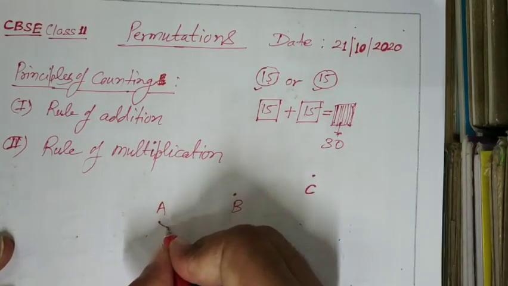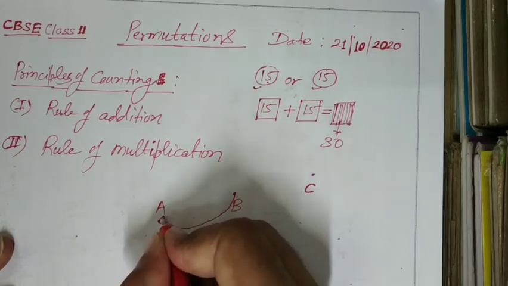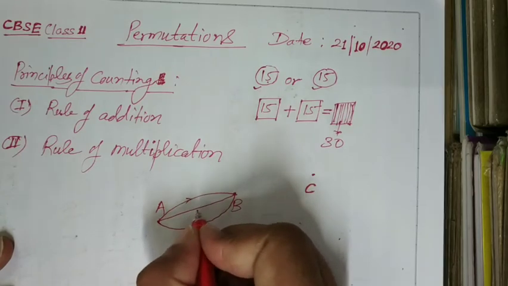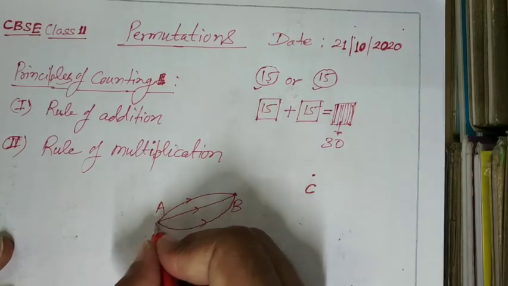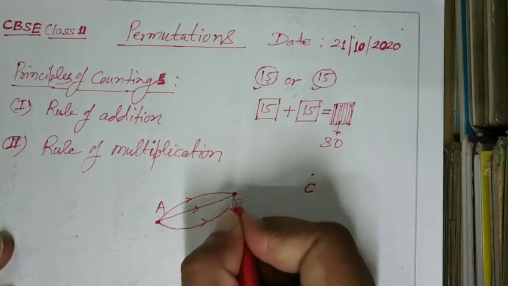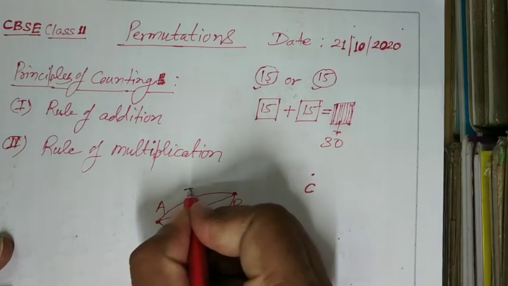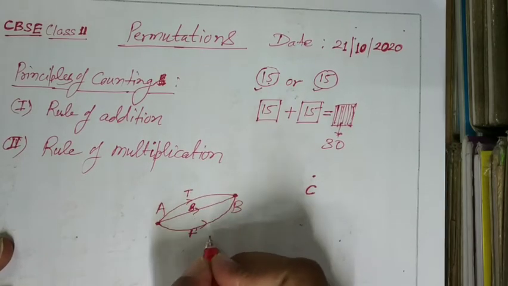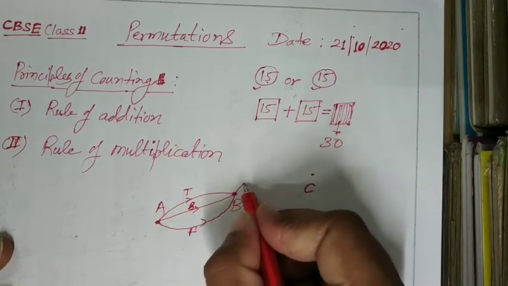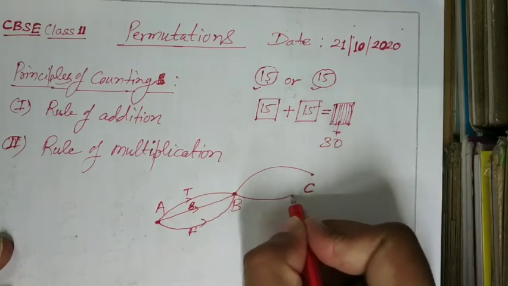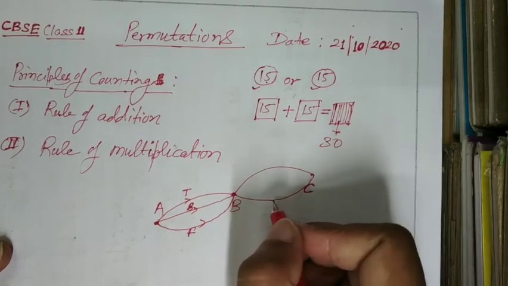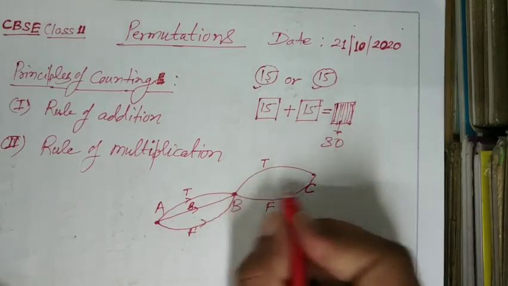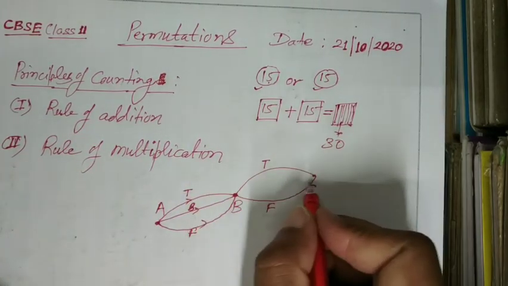Suppose we are given 3 modes of transportation from A to B; these 3 paths are available to reach from A to B. For example, a train is there, a bus is there, and a flight is there. And from B to C suppose we have 2 modes of transportation. That means only a train and a flight are available from B to C. There are no bus facilities here.